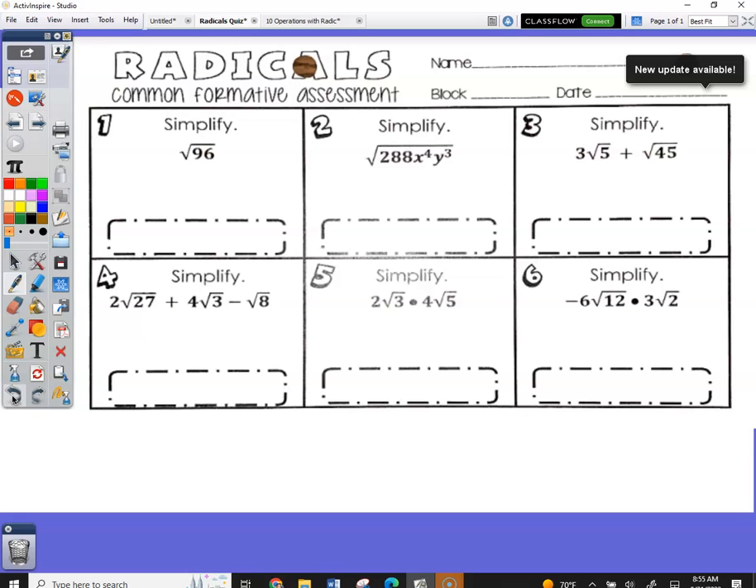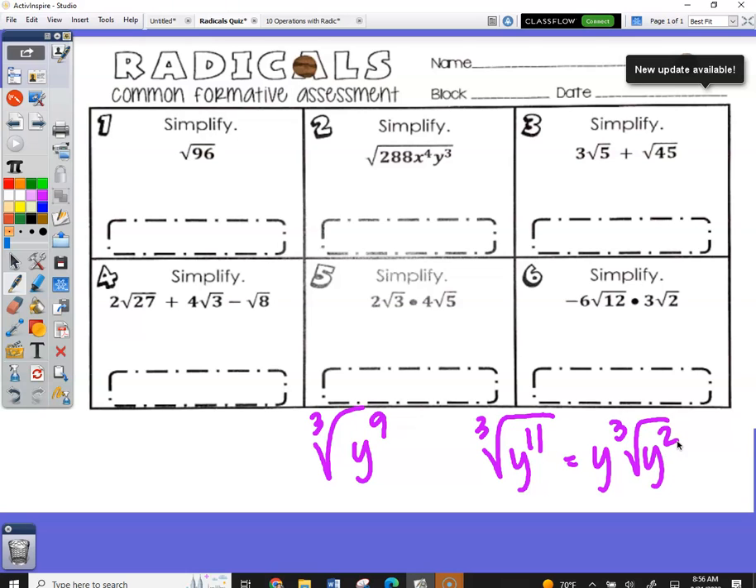If it was, say, y to the 9th, the cube root of y to the 9th would be y to the 3rd, right? Because there's 3 sets of 3. If it was the cube root of y to the 11th, then you break that into 3 sets that would come out, and how many y's would be left? There'd be 2. Does that make sense? So don't let cube roots throw you off.